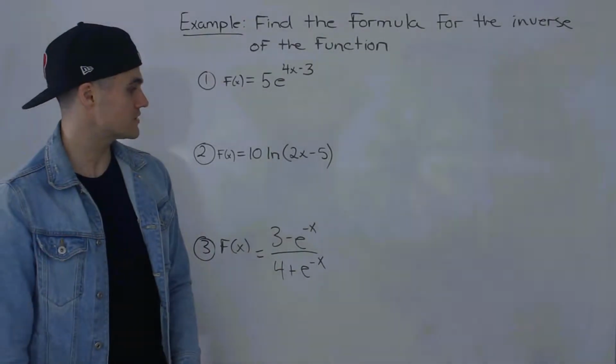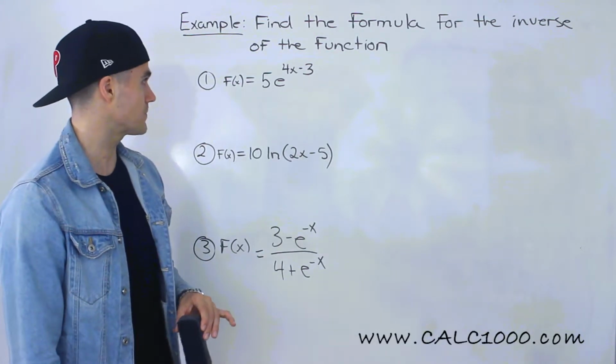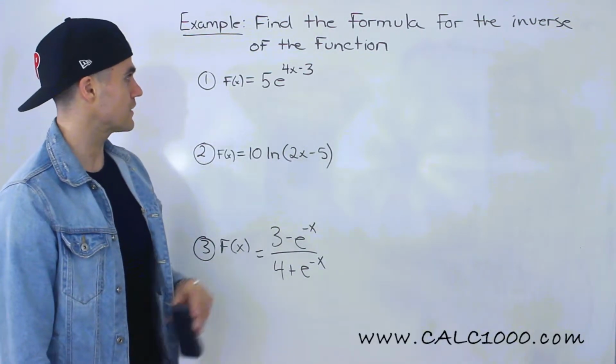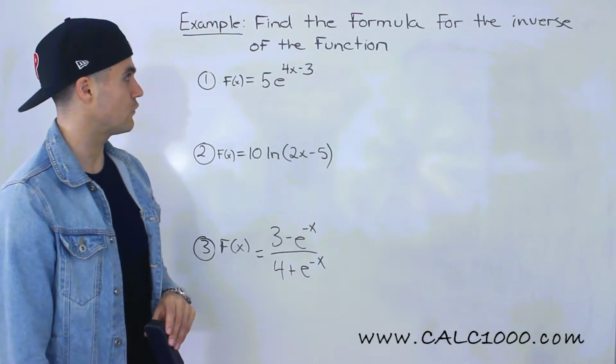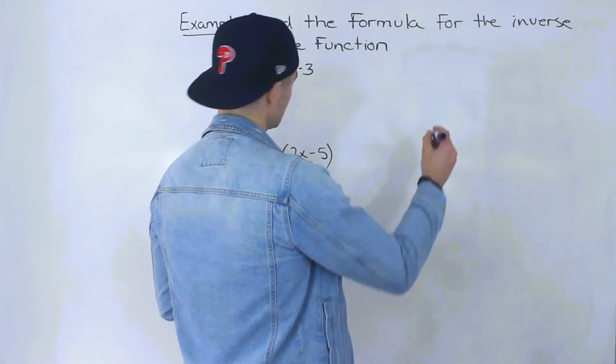Patrick here, and moving on to the next question, we got to find the inverse for each of these three functions here. Starting with function 1, we got f of x equals 5 times e to the power of 4x minus 3. Now I want to do a quick little mini lecture here.